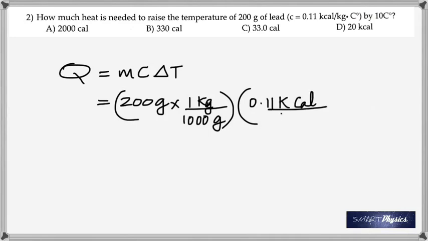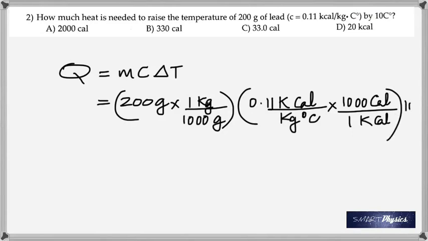So, kilocalories, kilograms, and I multiplied by 1000 to change it into calories. Because all the answers are in calories, and I got 220 calories. So change gram into kilogram and change the kilocalories into calories.